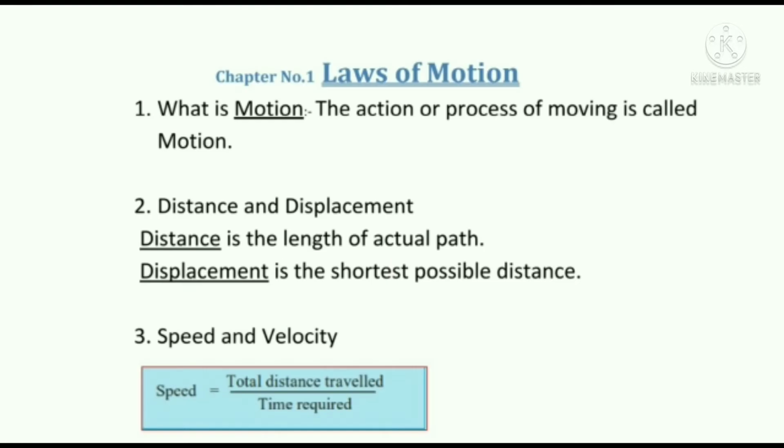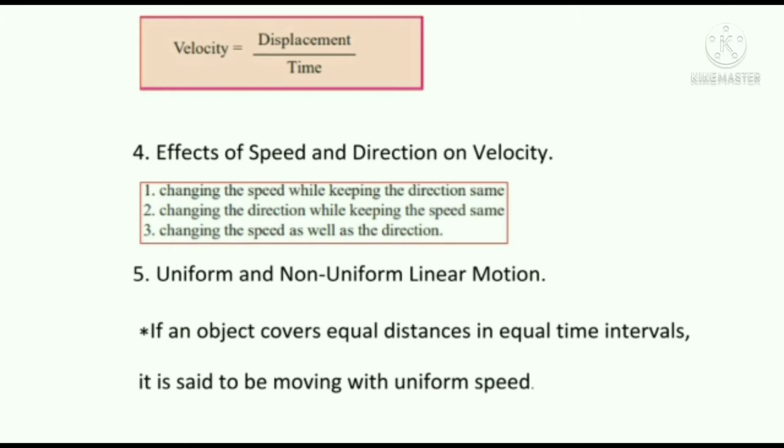What is motion? The action or process of moving is called motion. Distance and displacement. Distance is the length of actual path, whereas displacement is the shortest possible distance. Speed and velocity. Speed equals distance traveled upon time required, whereas velocity equals displacement upon time.